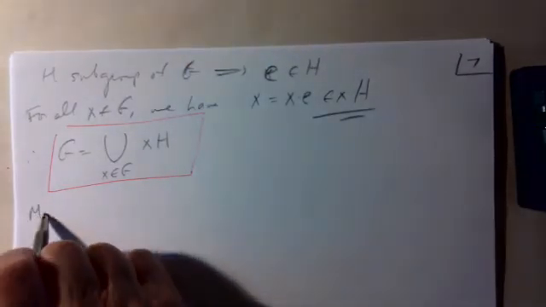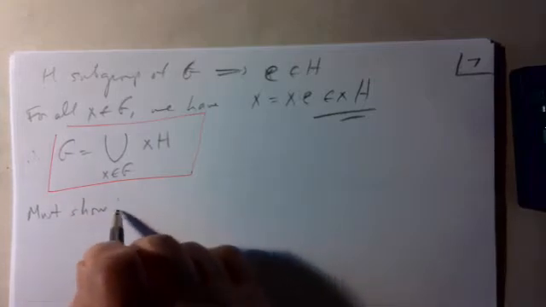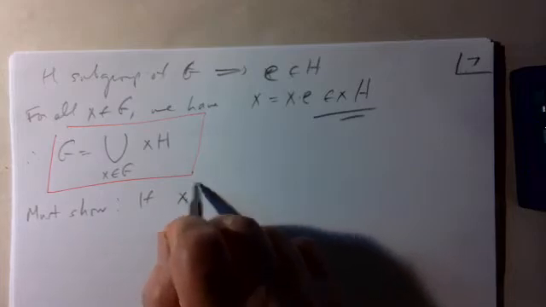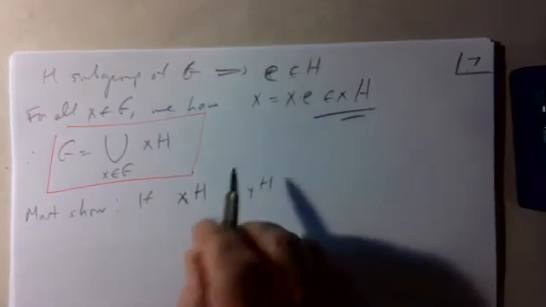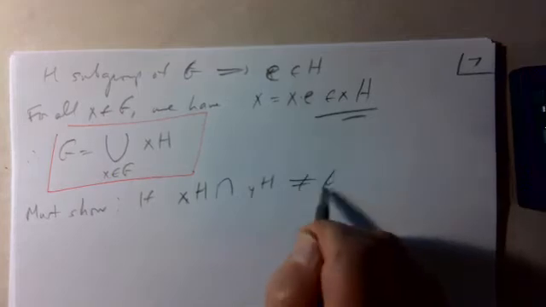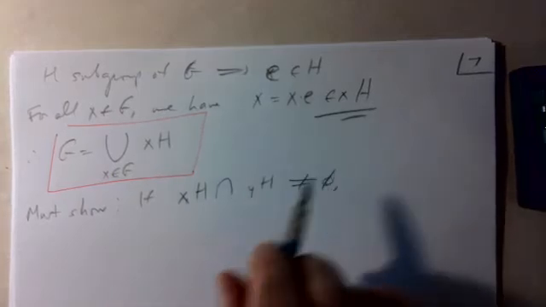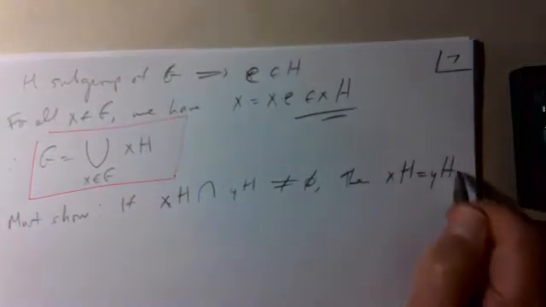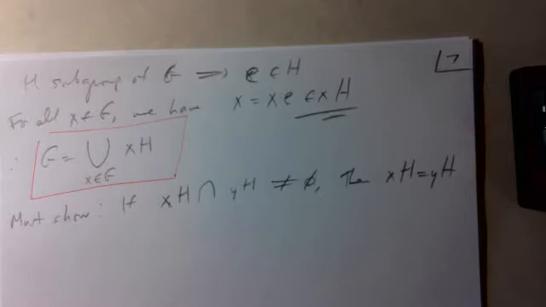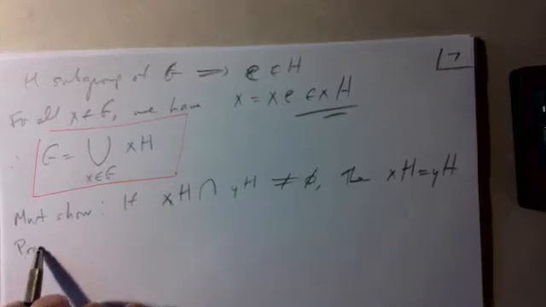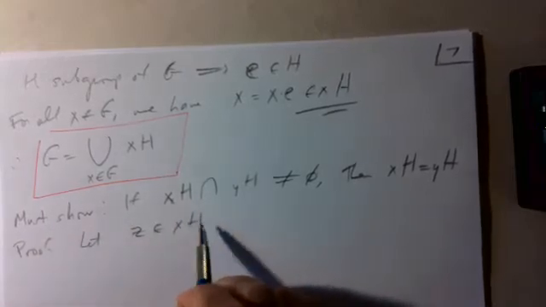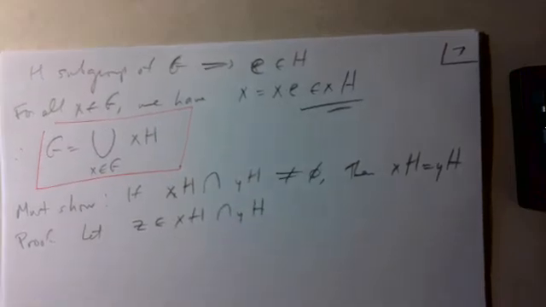And what I must show is that if I have two left cosets, XH and YH, and if their intersection is not empty, that is, they have some element in common, then, in fact, they are equal. That means they're the same set. And how do we prove that? So suppose Z is some element in the intersection of these two cosets.